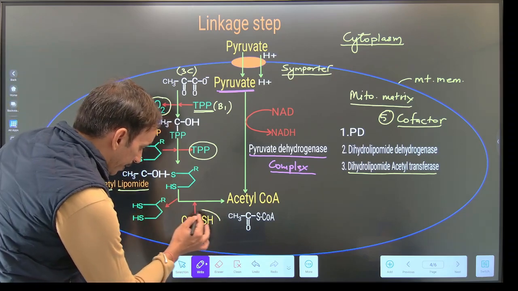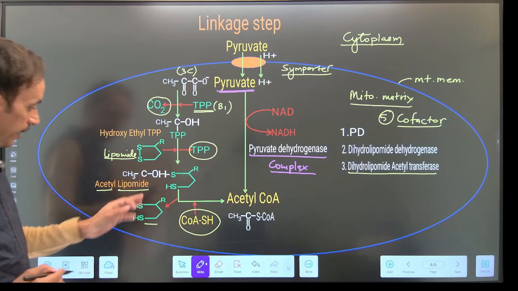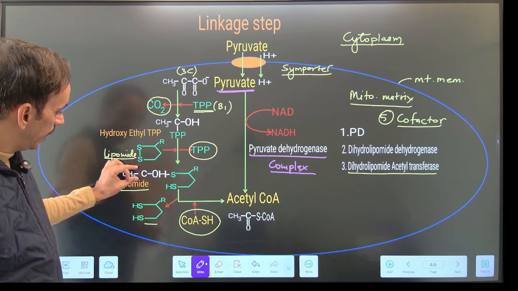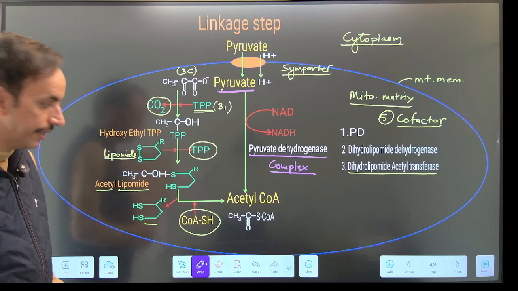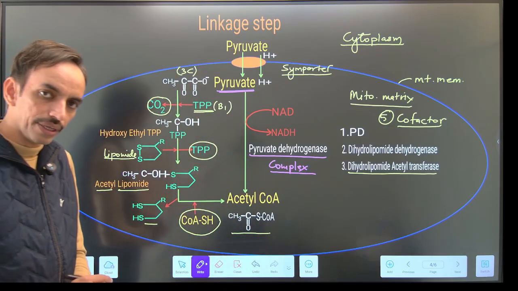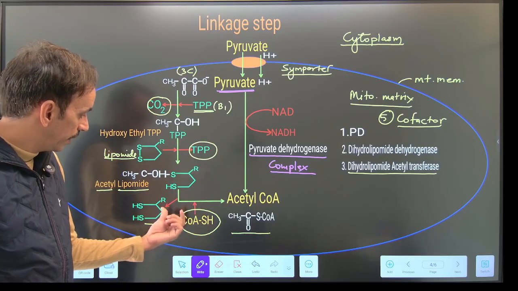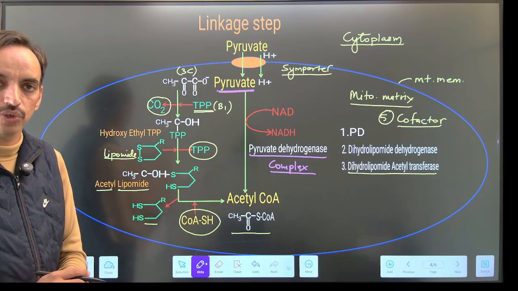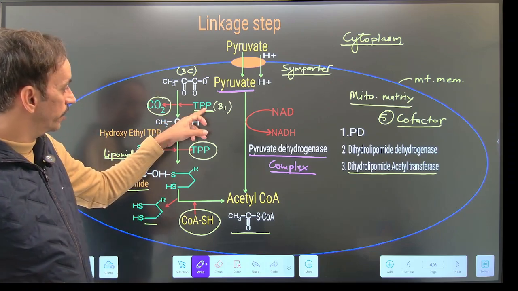In the next step there is an addition of coenzyme A over here and there is a removal of lipoamide that leads to the formation of acetyl coenzyme A. Simply acetyl ग्रुप को यहां से हटा करके लिपोमाइड से coenzyme A पे ऐड कर दिया गया, जिसकी वजह से क्या बन गया, acetyl coenzyme A का फॉर्मेशन हो गया. So this activity leads to the formation of the end product of the linkage step that is called as the acetyl coenzyme A. Now the first cofactor was TPP.